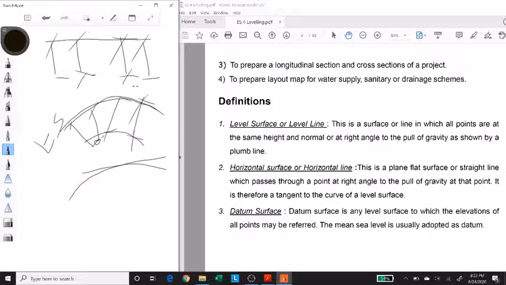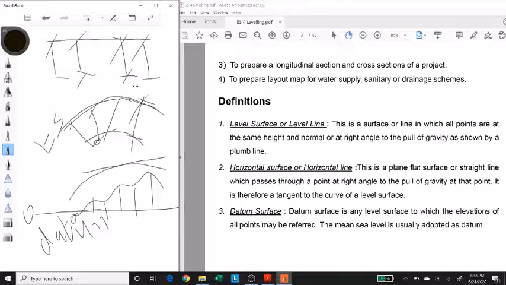Then comes the datum surface. Like we discussed before, datum is basically any reference point from which you find out elevations. Let's say you're doing a survey over here, and you select the lowest point as 0. This 0 line would be your datum, and the elevations of all the points would be with reference to this line, which is at 0. Even if your ground surface goes below, those points would have a negative elevation. The datum usually is the mean sea level, which is called the 0 line, and from there you find out elevations of different points.